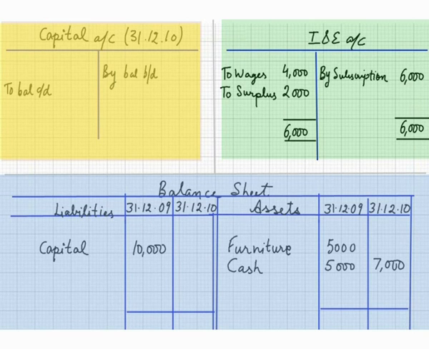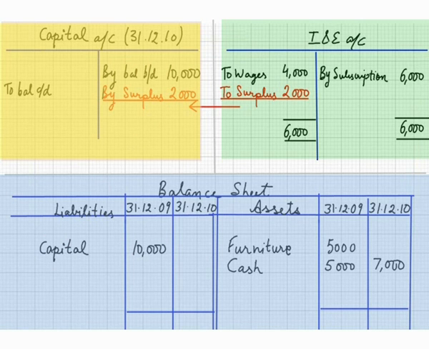You know, capital account on credit side, we write down by balance BD. And on debit side, we write down to balance CD. So by balance BD means opening balance was 10,000. It's clearly stated in the balance sheet. Opening balance sheet was 10,000. Moreover, it was in the additional information. And by surplus, that was 2,000.